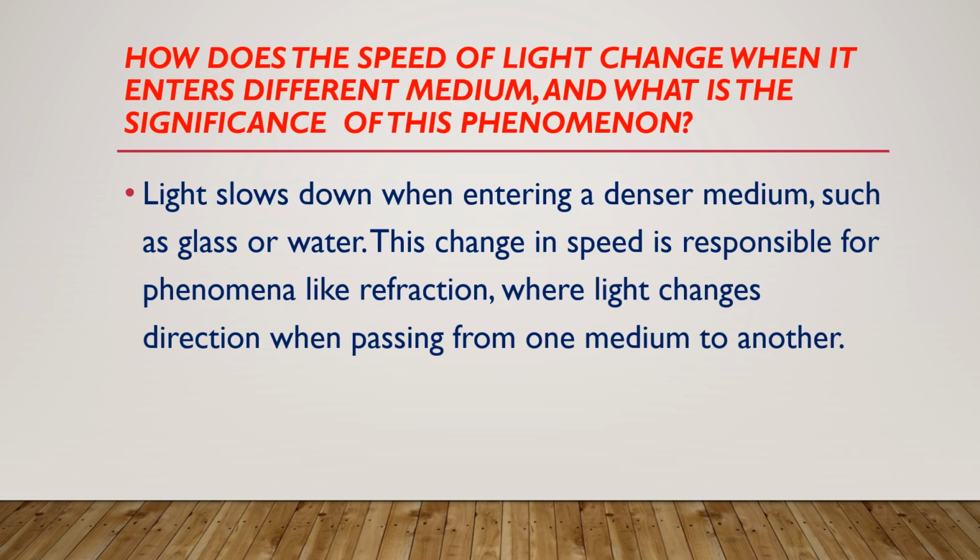How does the speed of light change when it enters different mediums, and what is the significance of this phenomenon? Light slows down when entering a denser medium such as glass or water. This change in speed is responsible for phenomena like refraction, where light changes direction when passing from one medium to another.